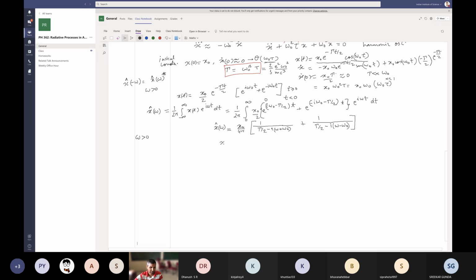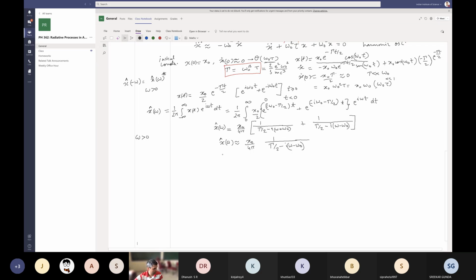So your x hat at omega can actually be written as x naught by 4 pi, 1 by gamma by 2 minus i omega minus omega naught. I mean, the same thing will happen at omega equals minus omega naught, but it's identical. Its treatment is identical. So this is the Fourier coefficient.